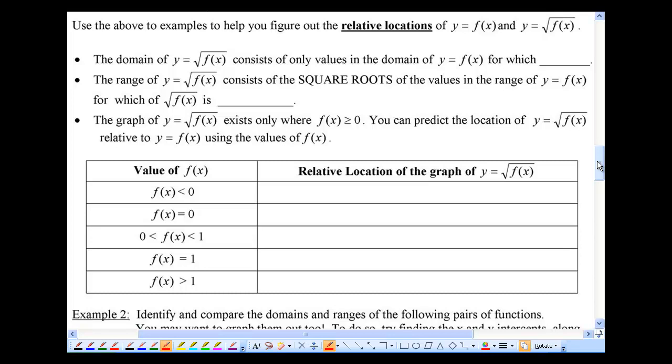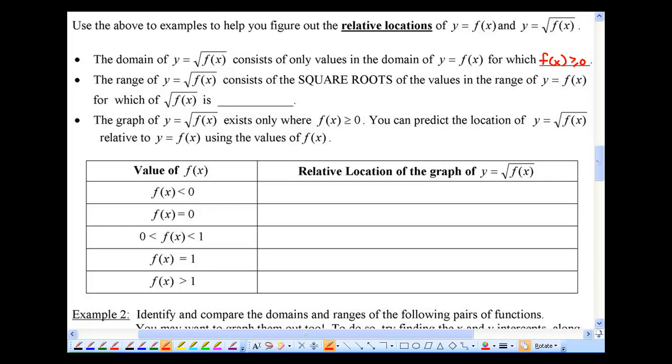Okay, so let's take a look. It says the domain of the square root function consists only of values in the domain of the original function for which what? Well, remember in the previous questions we had those things with no points. Once those y values were negative, we had no point. So therefore, we need to understand that the y values have to be non-negative, or I guess what we're saying here is the y values, which is f of x, has to be greater or equal to 0, right? It cannot be negative.